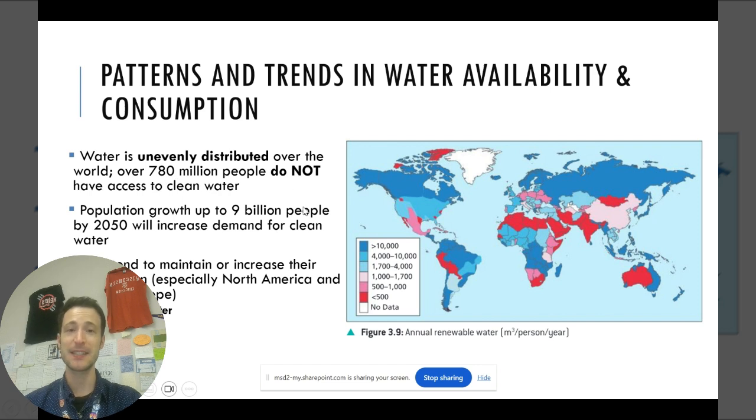One big concept related to water is that it's unevenly distributed across the world. There's over 780 million people in the world that don't have access to clean water. High-income countries tend to maintain or increase their consumption, especially in North America and Western Europe, whereas other places have a little bit more of a struggle.